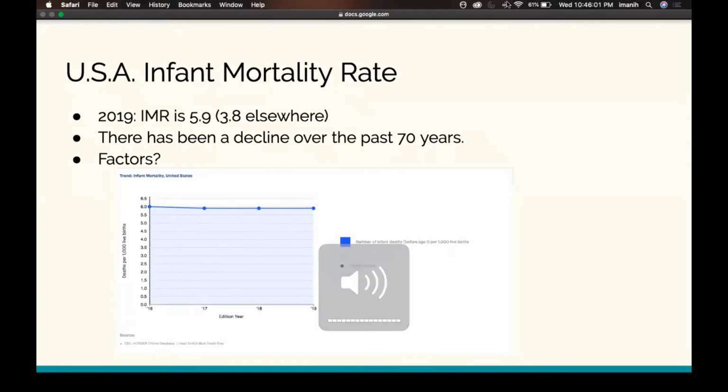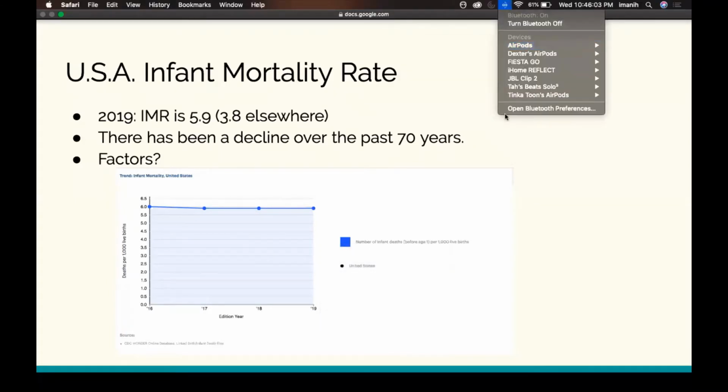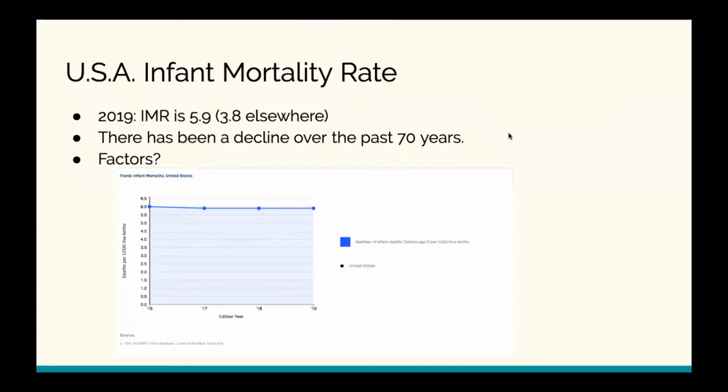However, there has been a steep decline over the past 70 years within the United States for its infant mortality rate. Even though we are still on the high end of the spectrum, we are at a decline. In the graph below, you can see where there is a slow and steady decline happening between these 2 factors.